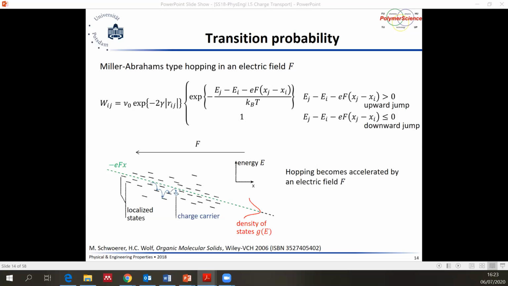So as I said, in this description, the model takes into account that there is a penalty on hopping rate for hopping to distant sites that are higher in energy, but there is no explicit consideration of the reorganization energy.